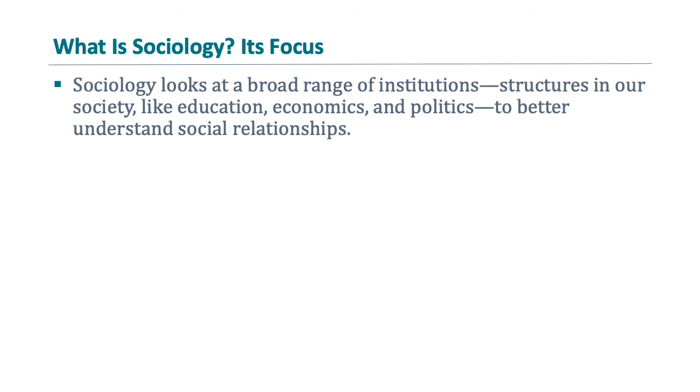So before looking at sociology's focus, I really want to talk about social institutions. Sometimes people think of these as physical buildings or locations, but institutions are not these things. Instead, they're structures that make up our society. Education, economics, and politics are all great examples of institutions. If we take education as an institution, we can see that in some societies, education is not available for all children. Therefore, the structure of education in those societies will be much different than the structure of education in our society. So knowing this, we can see that sociology looks at a broad range of institutions to better understand social relationships.